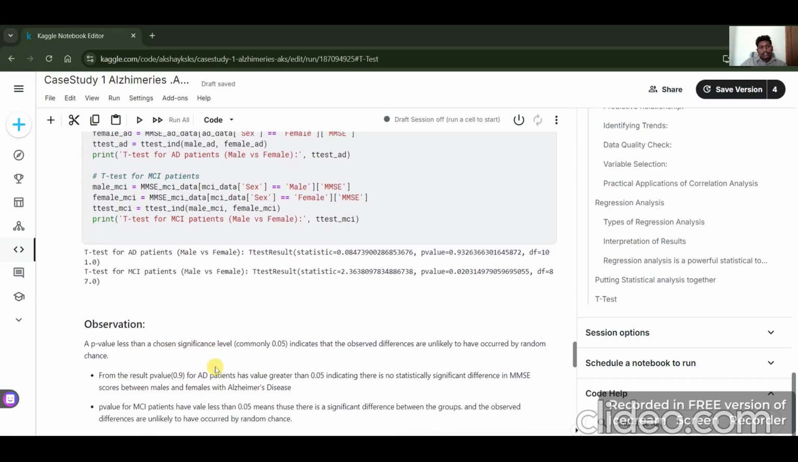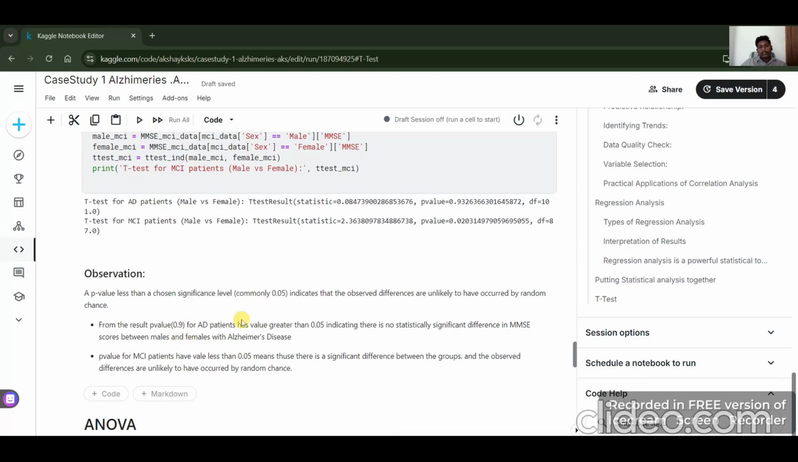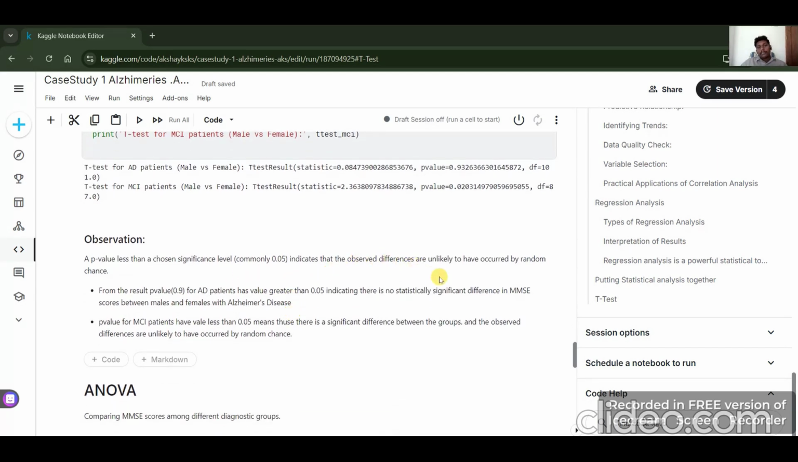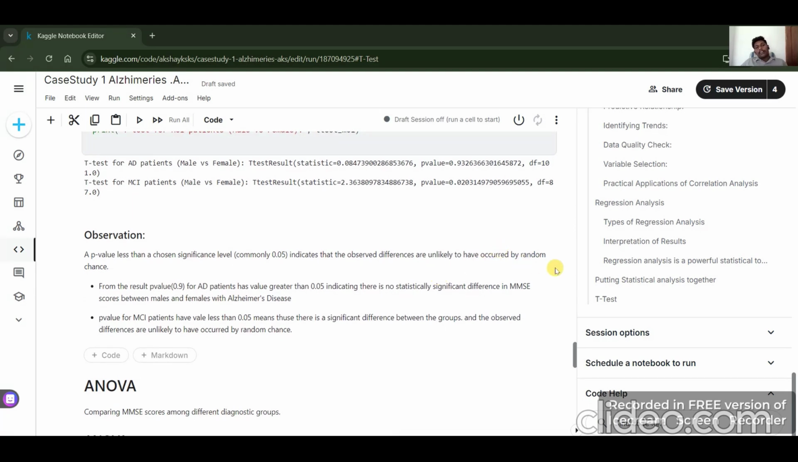0.0203. Observation: a p-value less than the 0.05 significance level commonly indicates that the observed difference is unlikely to have occurred by random chance. From the results, the p-value for AD patients is greater than 0.05, indicating there is no statistically significant difference in MMSE. The p-value for MCI patients is less than 0.05, meaning there is a significant difference between the groups, and the observed difference is unlikely to occur by random chance.